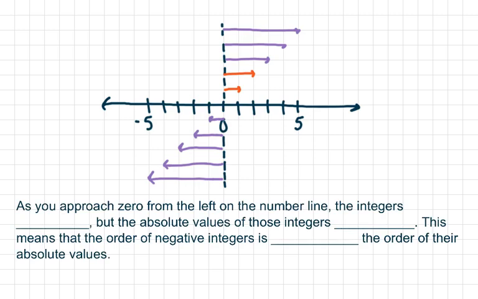As you approach 0 from the left on the number line, the integers increase, but the absolute values of those integers decrease. This means that the order of negative integers is opposite the order of their absolute values.